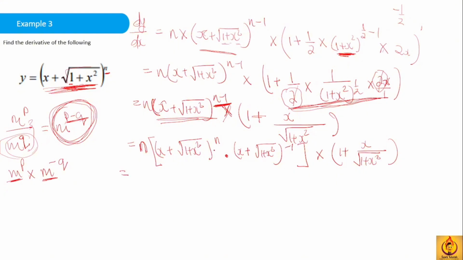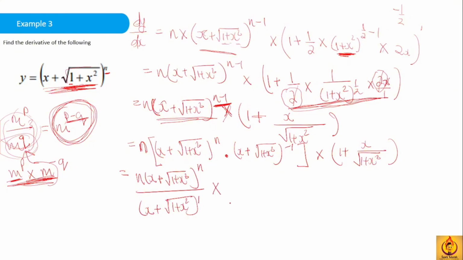Meaning, if it's expressed in this form, we can bring it back again and express it in this form, such that we're going to have n multiplied by x plus root 1 plus x squared, to the power n, divided by x plus root 1 plus x squared. Don't have to write it, but we're just going to write it anyways.